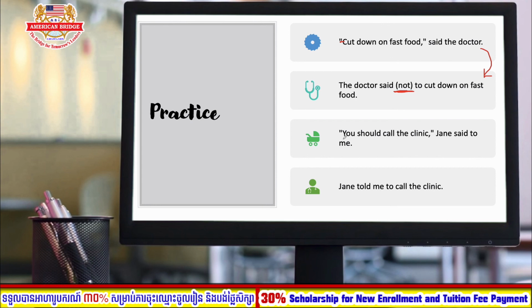Another example: "You should call the clinic," Jen said to me, okay? And then: Jen told me to call the clinic. It is the indirect speech.